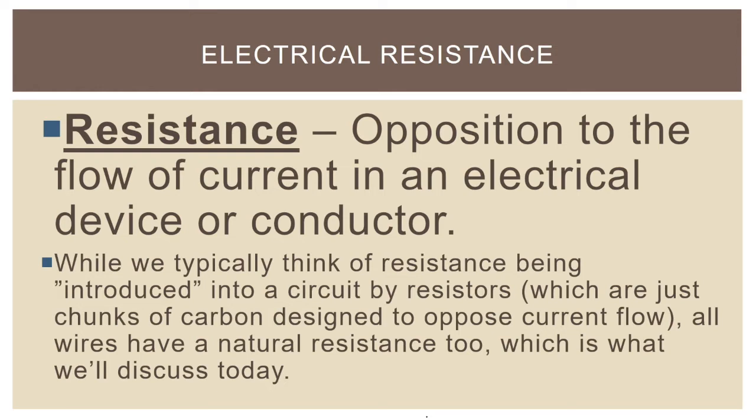Now, what we should say here also is, because you guys have already taken basic electricity in shop where you talked about circuits, we typically think of resistance being introduced into a circuit by resistors, which are really just chunks of carbon that are designed to oppose the flow of current. Basically, the electrons that flow through the resistor crash into these big chunks of carbon and they lose some of their energy as heat, and that makes them slow down. All wires have a natural resistance too, which is what we're discussing today.